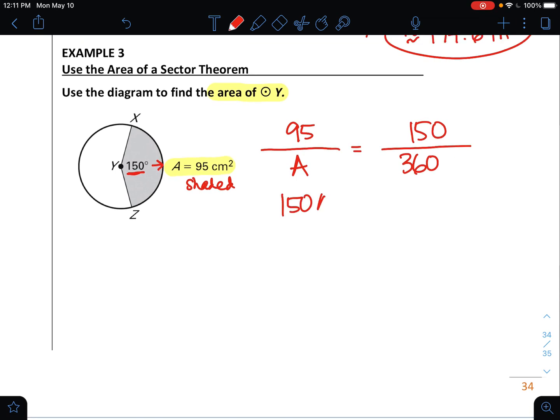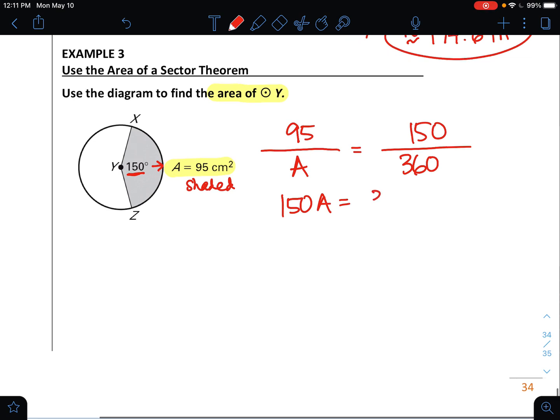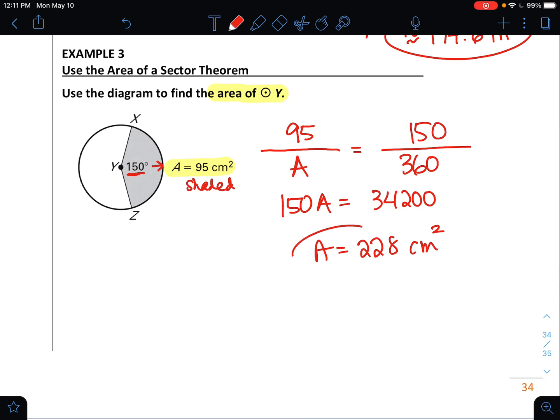So now we're ready to cross multiply. So 150A equals 360 times 95, which is 34,200. Divide by 150. So it looks like area is exactly 228, and then my unit would be centimeters squared. So that can save you some time. If you don't need the radius, then let's just use the area. Pay attention to what you are provided with.